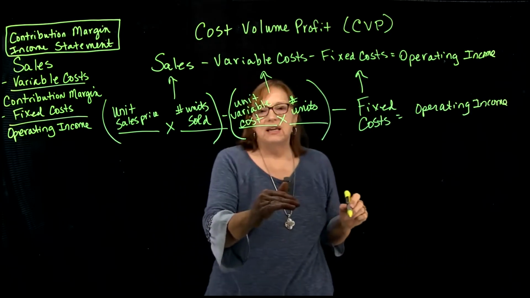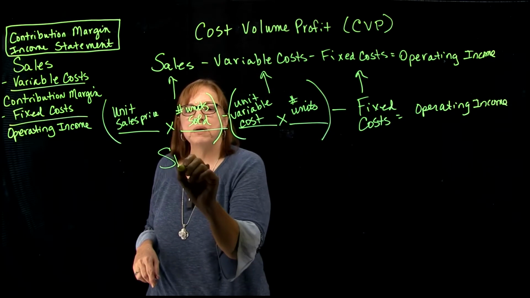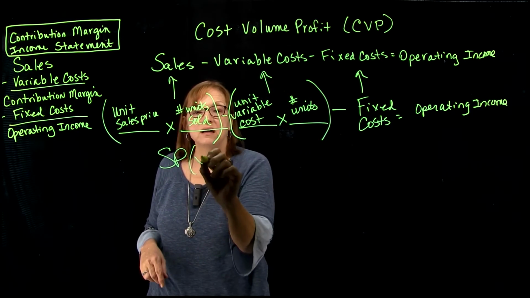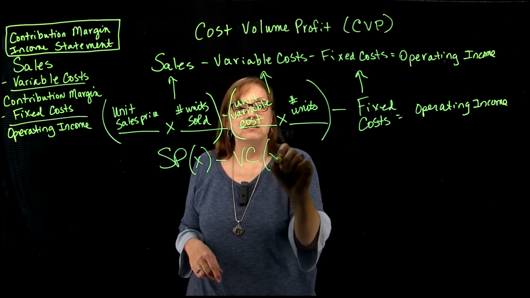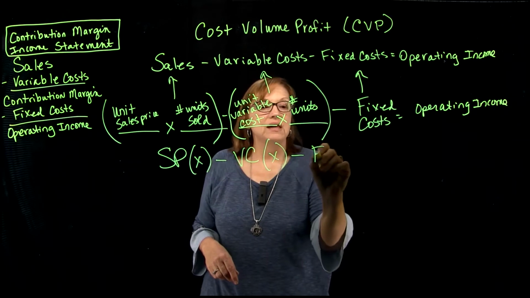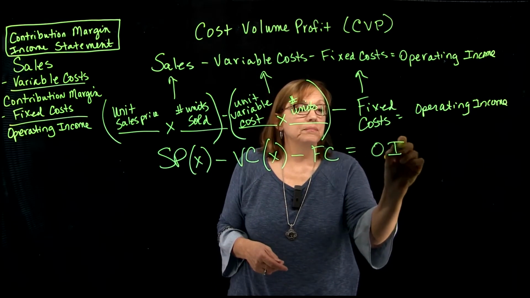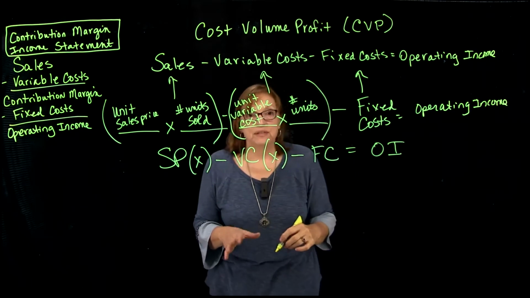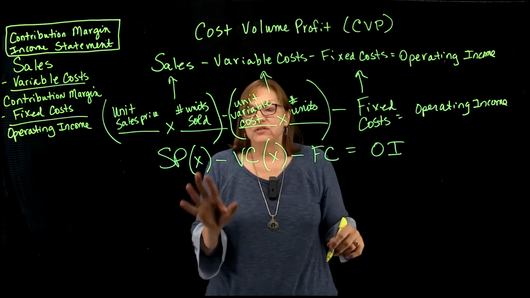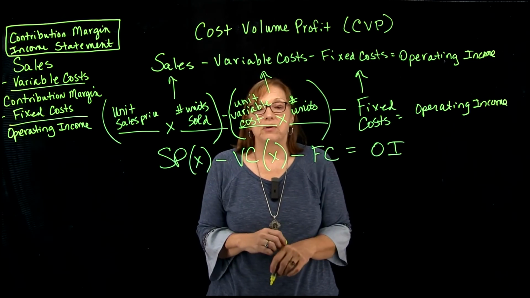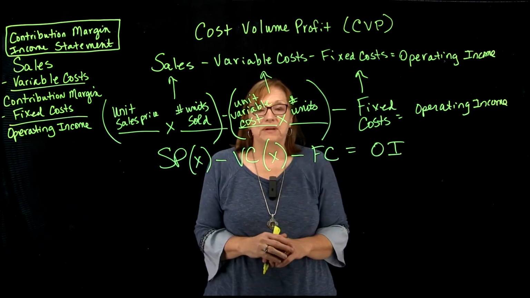So let's just take it to a little bit easier format. How we're going to define this is SP will be sales price times X, minus VC will be variable cost times X, minus FC for fixed cost, equals operating income. So there you have the CVP formula. We're going to do a lot of work with it, just changing different things and analyzing the impact on profitability. So we're going to leave it there for now and pick up in another video.